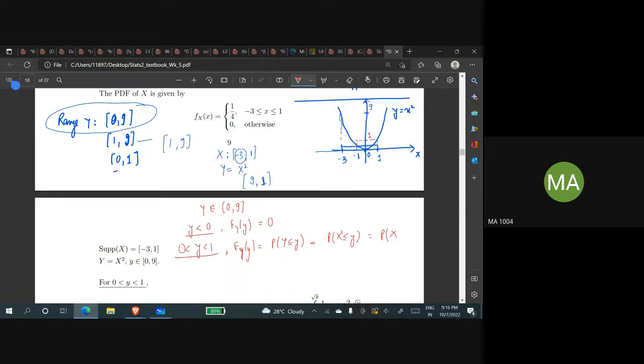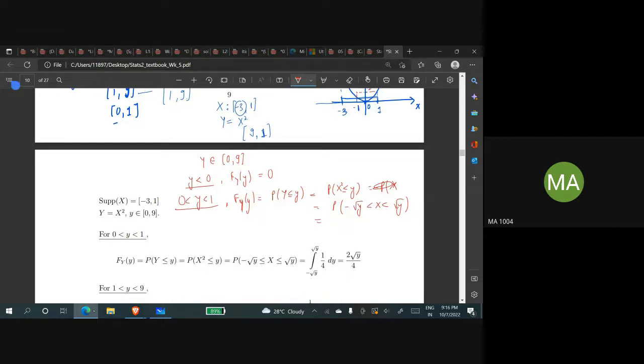Okay. So in this case, it is going to be x lying between minus root y and plus root y, right? And this is going to be F_X of root y minus F_X of minus root y. So what is F_X of root y here? X is uniform, so it is root y plus 3 by 4. Okay, you got root y plus 3 by 4.